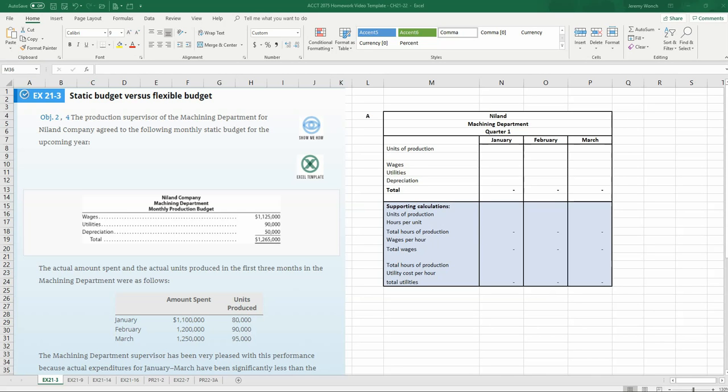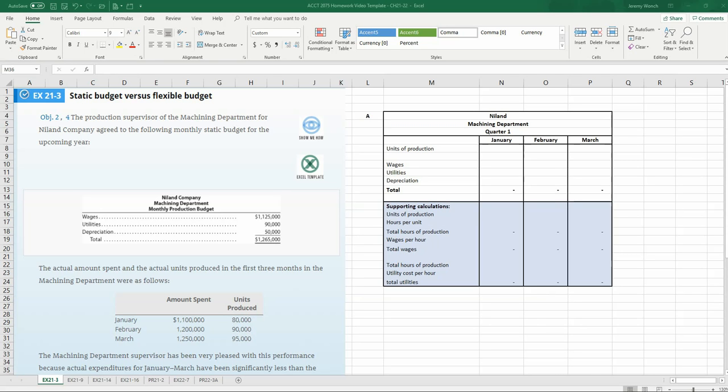In Chapter 21, we'll be talking about budgets, and in Exercise 21.3, we're going to be specifically comparing a static budget to a flexible budget. And so a static budget is just what we prepare right up front. We have budgeted units, budgeted cost, nothing changes.